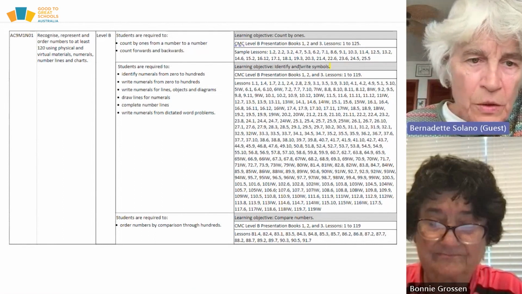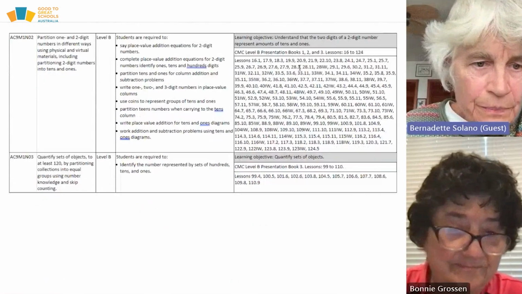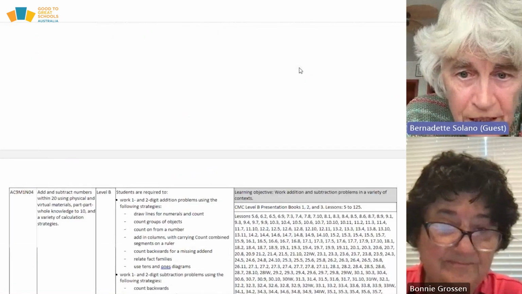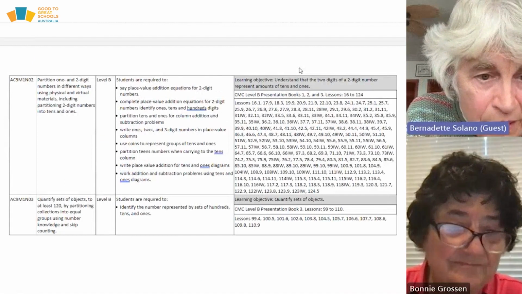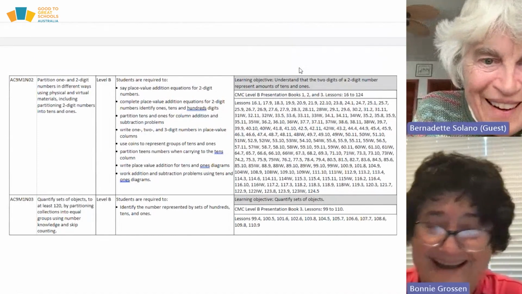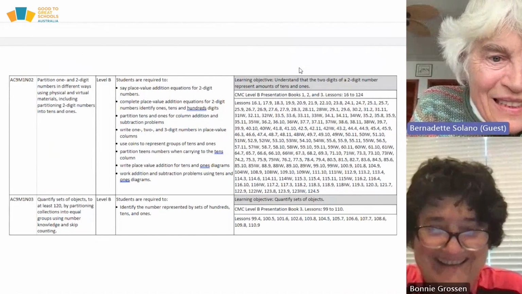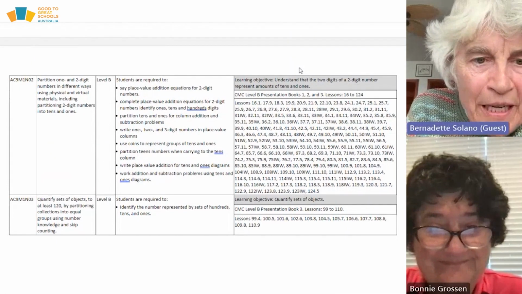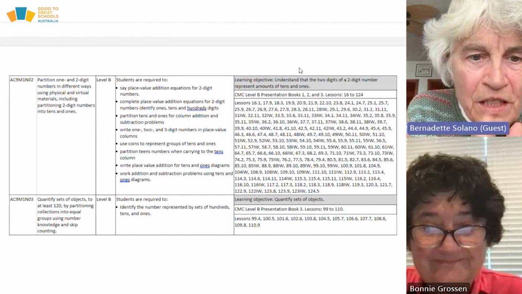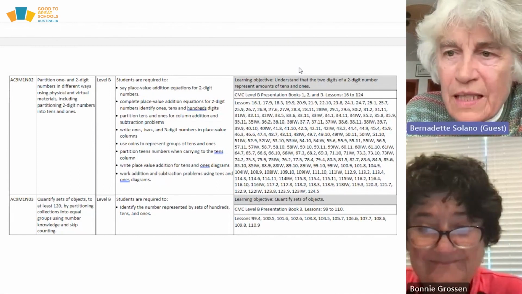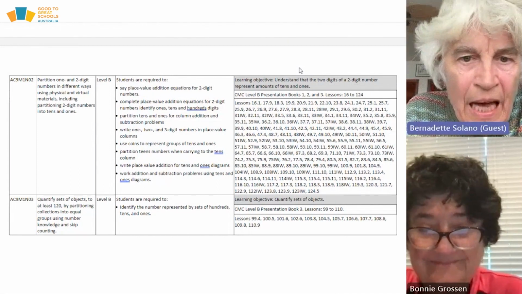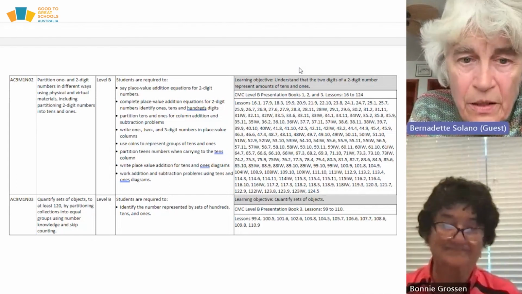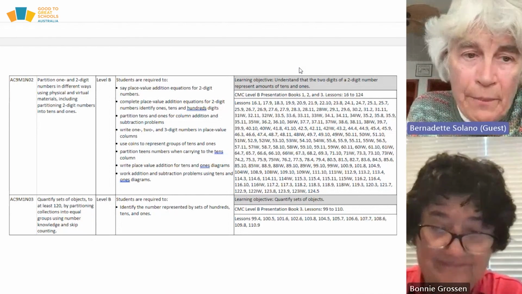So if we just scroll down, you'll see a very similar thing. Here's number 2 and 3. So we've got partition in different ways using physical and virtual material. So is this to do with place value, partitioning 2-digit numbers into tens and ones? It's understanding the basic place value system. And so we have, again, a lot of specific tasks that you'll see in level B for that particular standard.